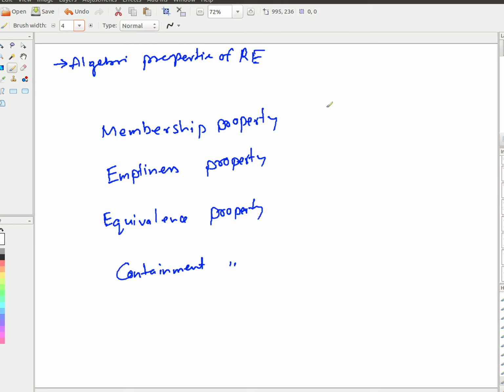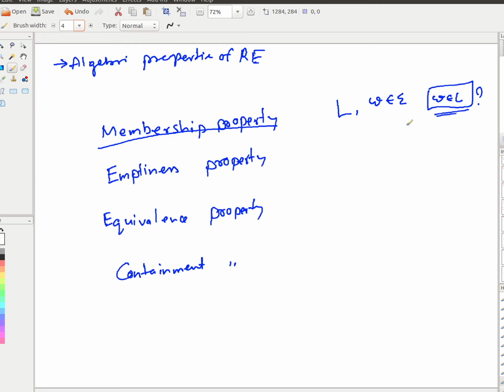What is the membership property? It is a simple set membership problem: given a language L and some string W in sigma star, we ask whether W belongs to L. Can you solve this for regular languages?